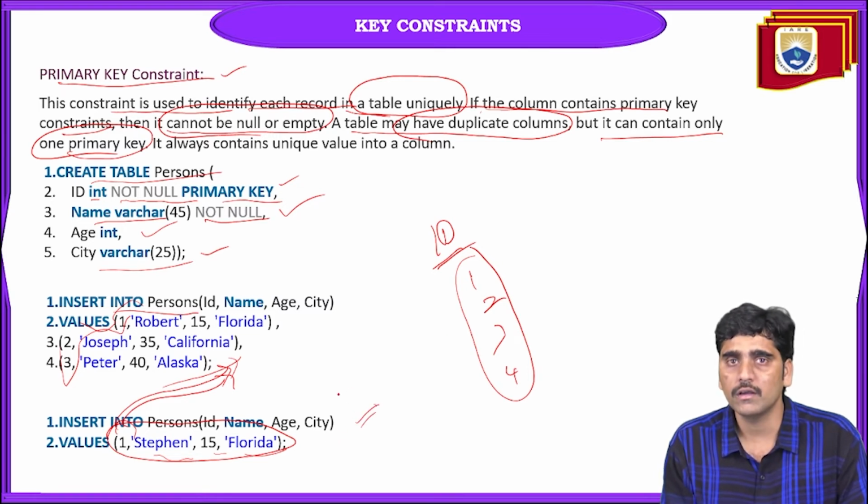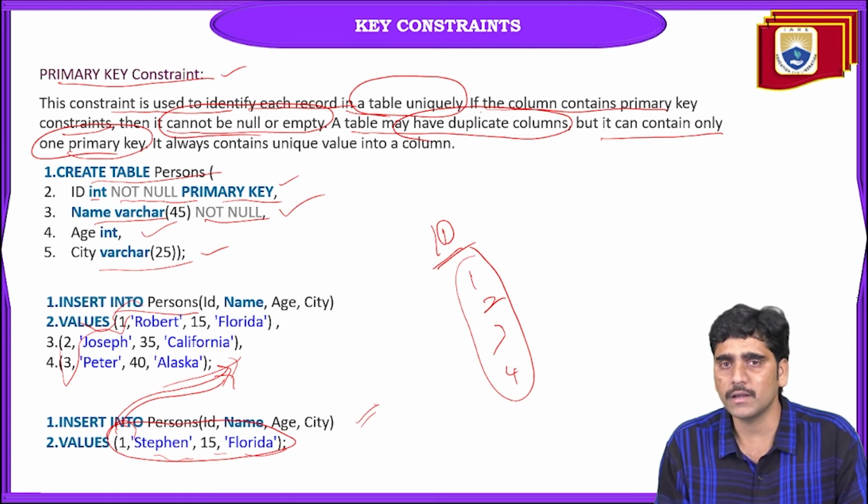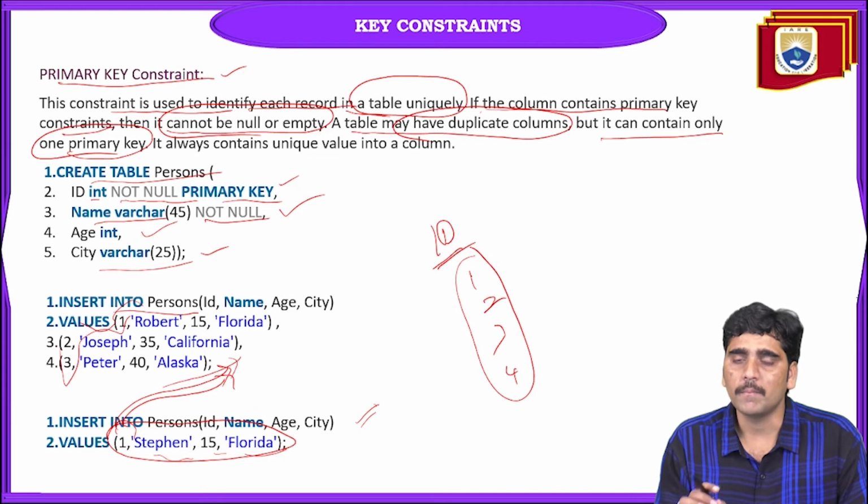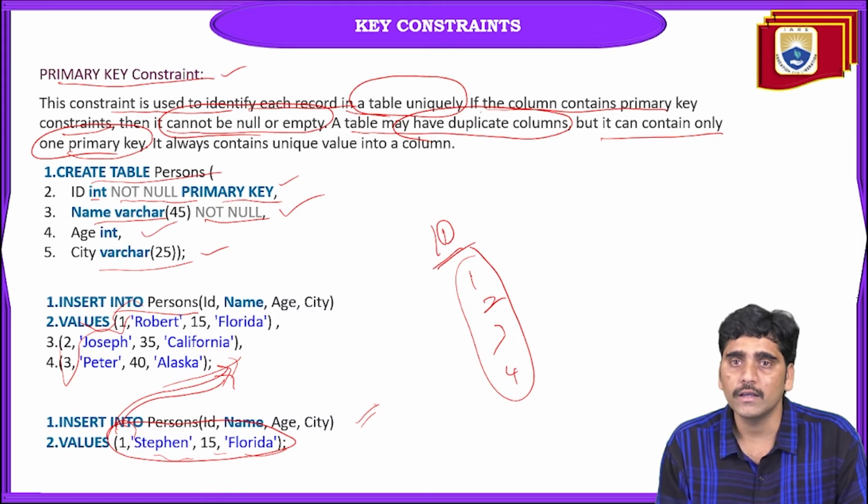So this is all about primary key constraints. Primary keys are used to apply constraints that do not allow duplicate values, as well as maintaining not null values. Maintaining not null values means it doesn't have any empty values.